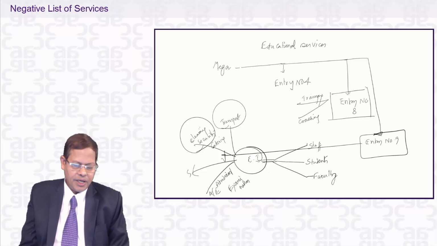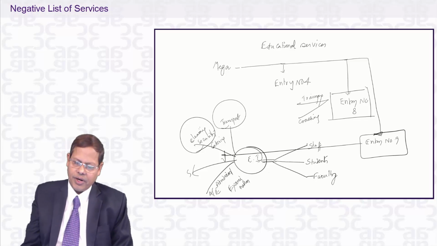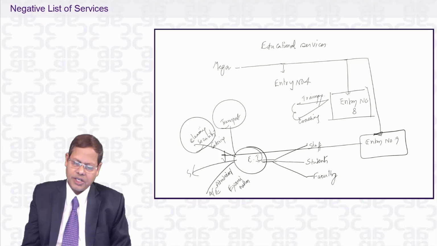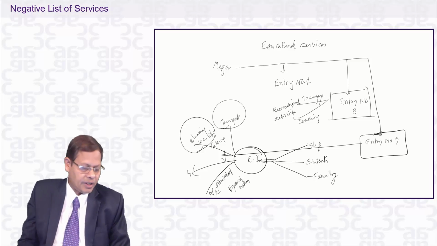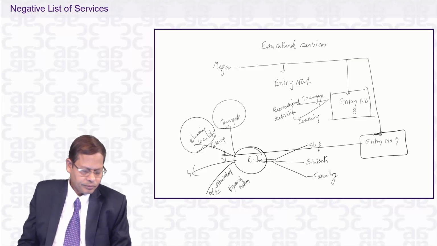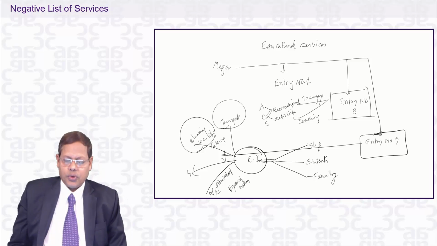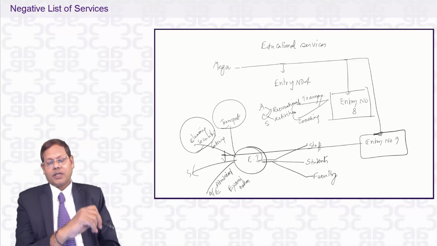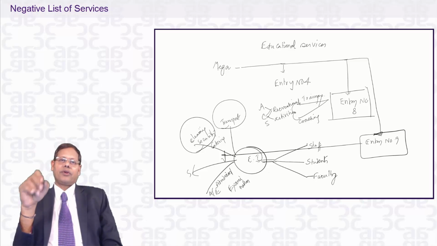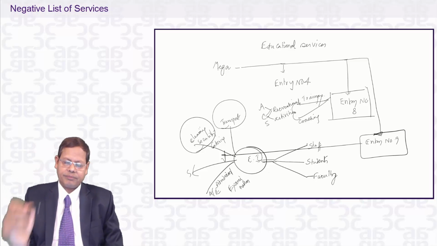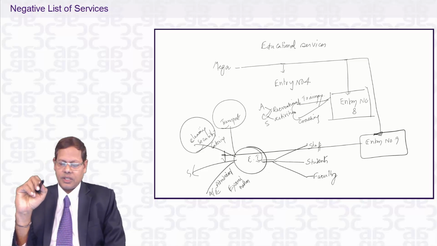Amusement, say recreational activity. Training or coaching in recreational activity. So what do you mean by recreational activity? They have been specified recreational activities in art, culture or sports. In art, culture or sports, any recreational activities regarding that any training or coaching is given, that is exempt. So that is also done.